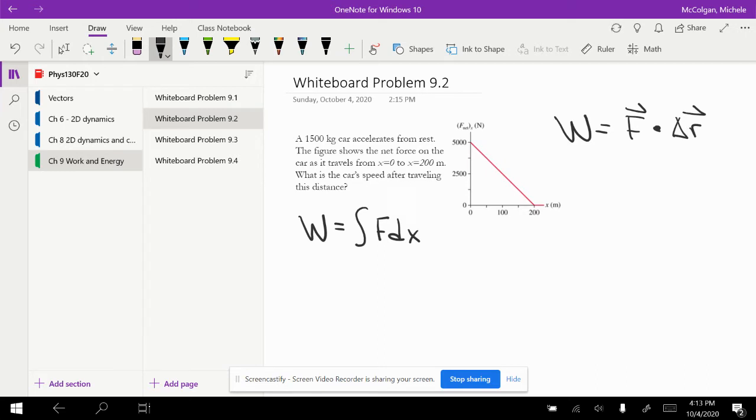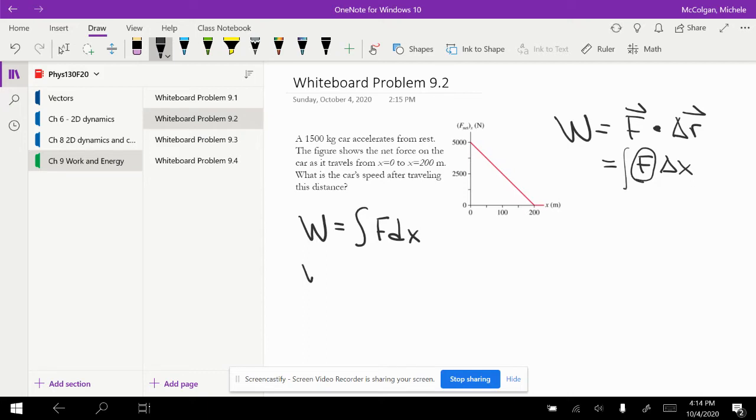And so we can see here that we have this car and it's accelerating along a road. So we're going to say that the direction is the x direction, and so delta r is in the x direction, and the force is being applied in the x direction. So this just becomes F delta x, right? F depends on x, so that's why we need to add the integral.